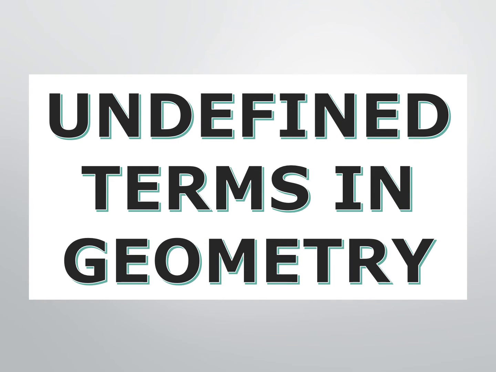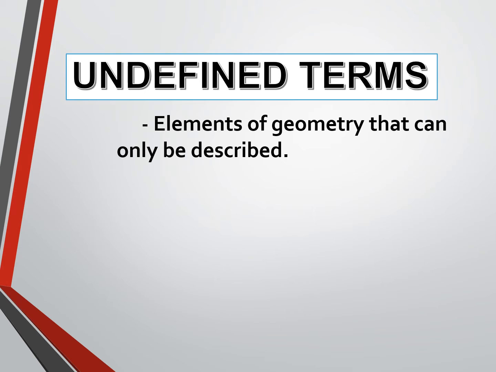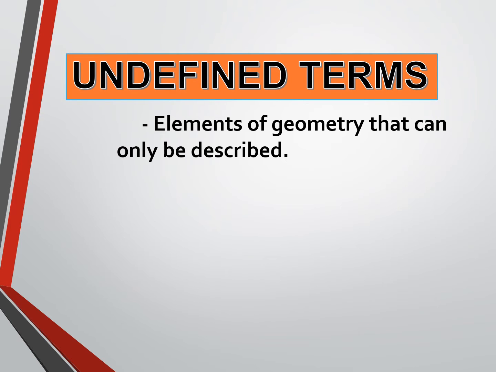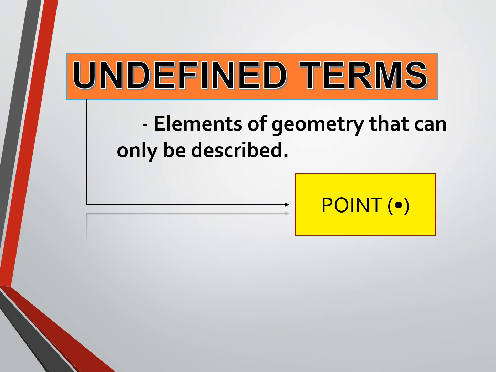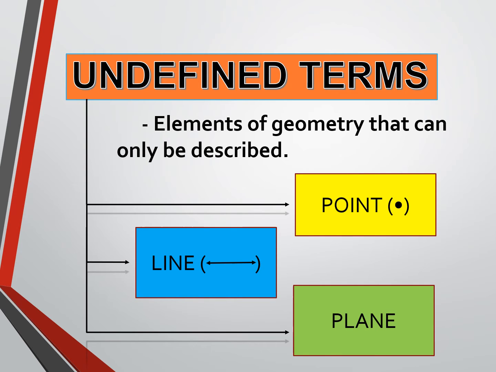Okay, so let's have the undefined terms in geometry. Undefined terms are elements of geometry that can only be described. These are the undefined terms. First, we have the point, we have the line, and also we have the plane. These three terms are called the undefined terms because they can only be described.